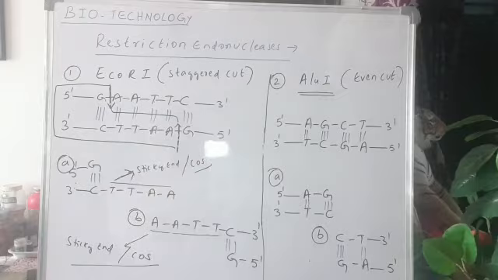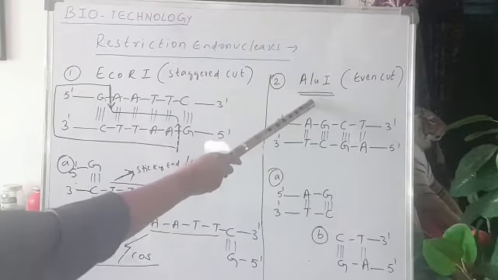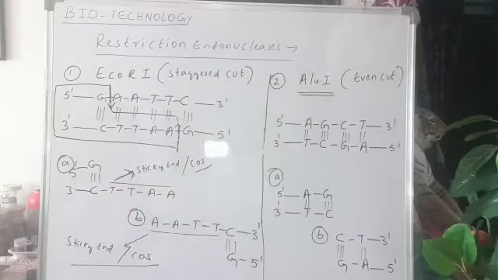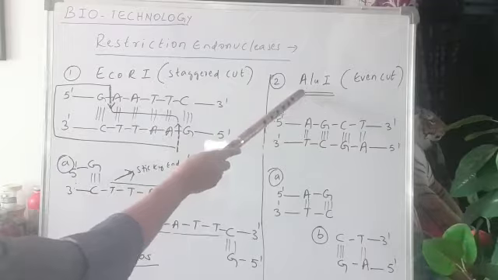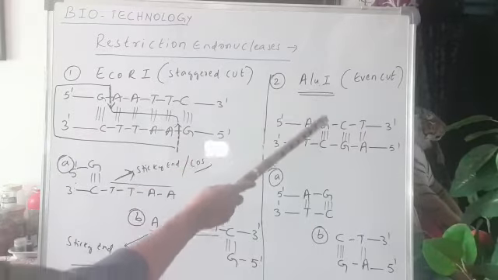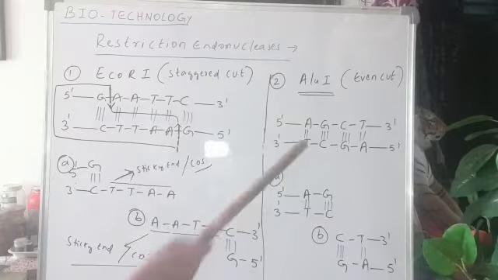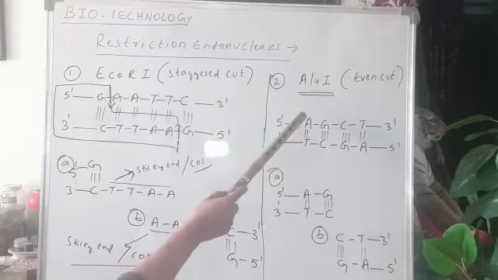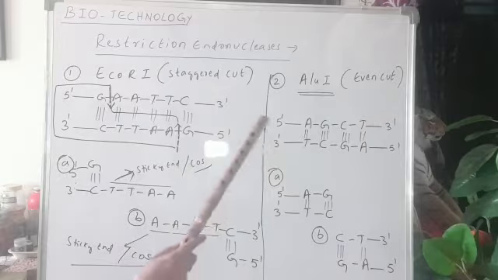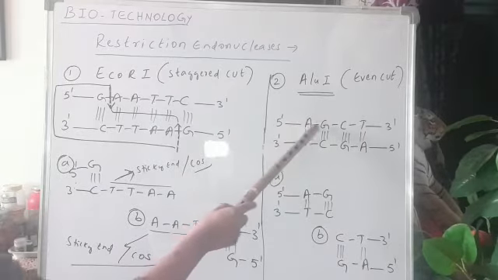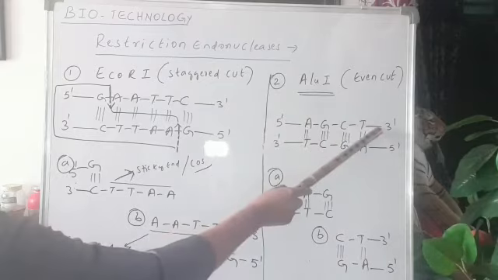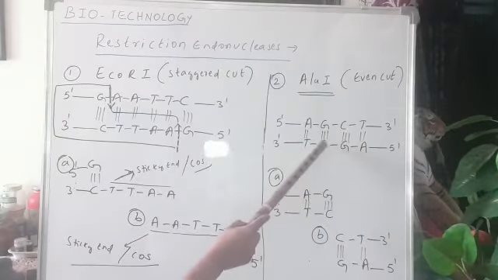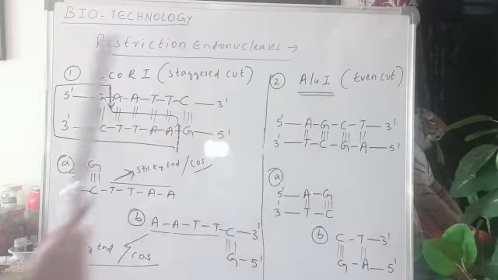Second example. So here this enzyme is AluI. This is also one type of restriction endonuclease. It recognizes a 4 base pair palindromic nucleotide sequence. So what is that sequence? AGCT from 5 prime to 3 prime, and AGCT on the other strand from 5 prime to 3 prime.